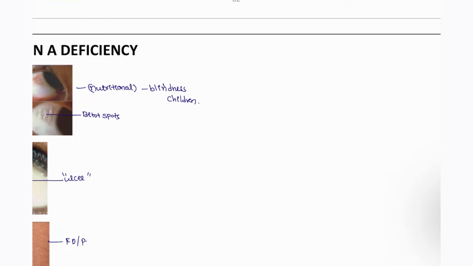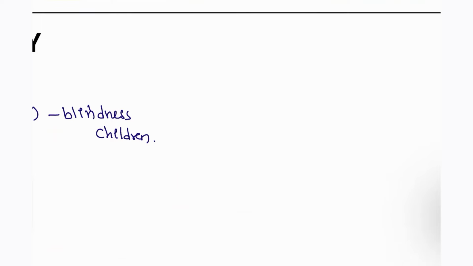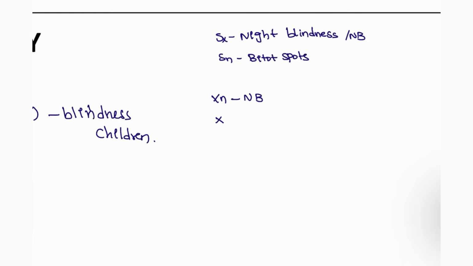What are these xerophthalmia stages that you have to remember? According to the xerophthalmia classification, what is the first symptom? The first symptom is night blindness, but the first sign is going to be Bitot spots. What is the classification here? XN is for the night blindness, and X1A is conjunctival xerosis. X1B, B for Bitots.